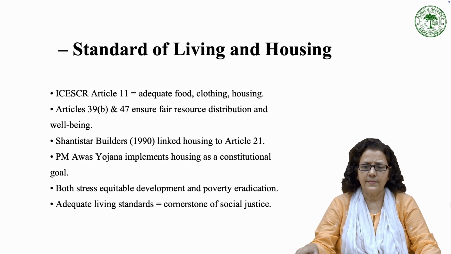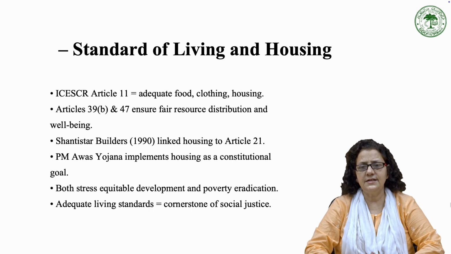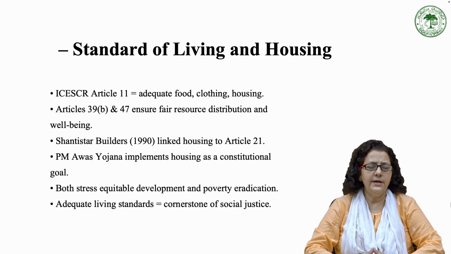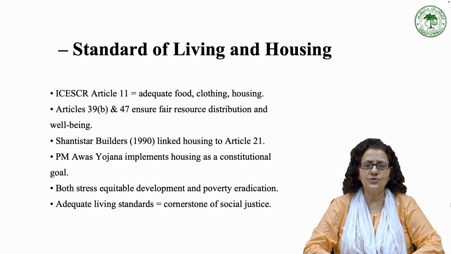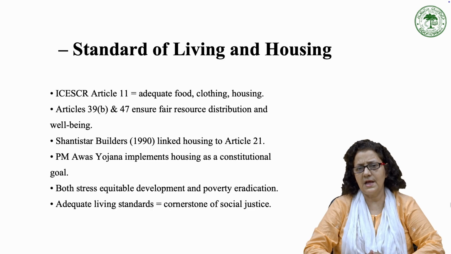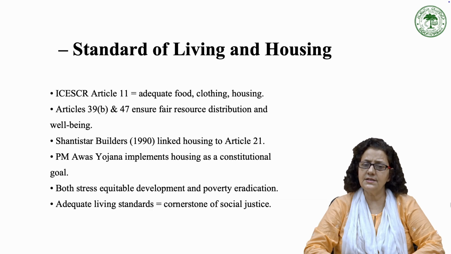every citizen. Article 11 of the Covenant guarantees an adequate standard of living, including food, clothing, and housing. While Articles 39B and 47 of the Indian Constitution direct the state to distribute resources for community welfare and improve living conditions. In Shanti Star Builders versus Narcotics Control Bureau in 1990, the Supreme Court linked housing to the right to life under Article 21. Programs like the Pradhan Mantri Awas Yojana represent efforts to realize this directive.